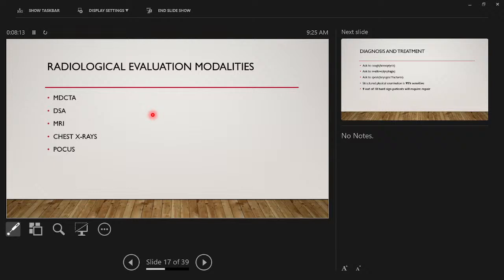So going through the investigations, we have five sets of investigations: MDCTA, multi-detector CT angiography, digital subtraction angiography, MRI, chest X-ray, and point of care ultrasound.